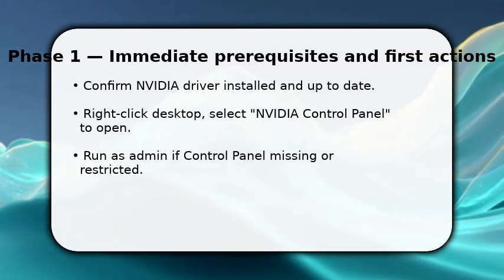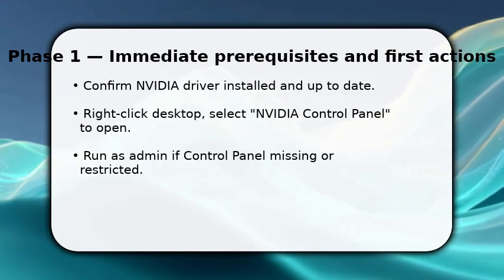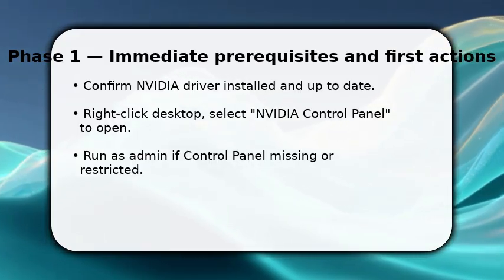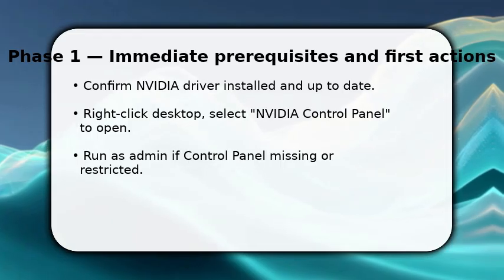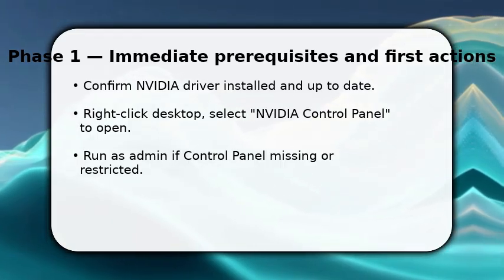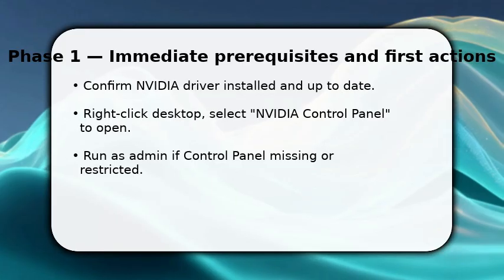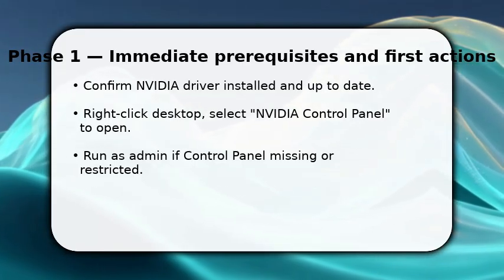You start with essentials. Make sure you have the Nvidia driver installed and that Windows recognizes your GPU. Once done, right-click the desktop and choose Nvidia Control Panel to open it. This launches the app that controls display settings.